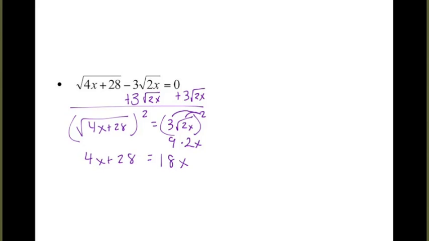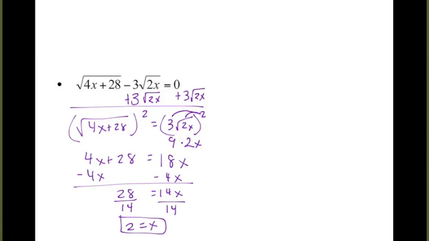Okay, make sure you square the coefficient as well. Square the 3 and make it a 9. Square the root to cancel it. Then solve this as a linear, subtracting 4x from both sides. And dividing by 14. Questions?